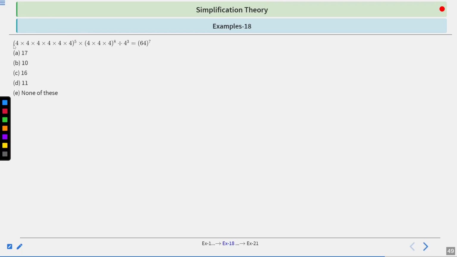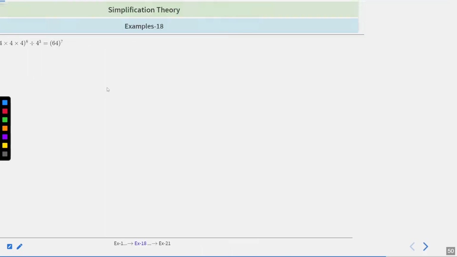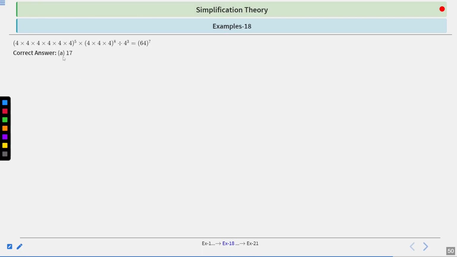In the bracket, 4 into 4 into 4 into 4 into 4 into 4 whole power 5 multiplying by, in the next bracket, 4 into 4 into 4 whole to the power 8 divided by 4 to the power 3 equals 64 to the power what? Now we have 5 options. A is 17, B is 10, C is 16, D is 11 and E is none of these. Now see the solution. Correct answer of this question is A, 17. Now solve it. See the solution.